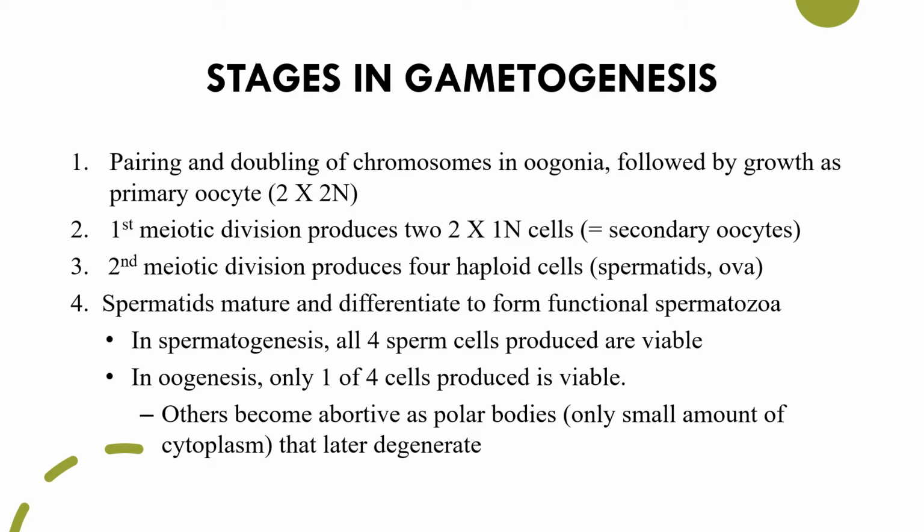So in spermatogenesis, all 4 sperm cells produced are viable. In oogenesis, only one of the 4 cells produced is viable. The others become abortive as polar bodies, and those later degenerate.